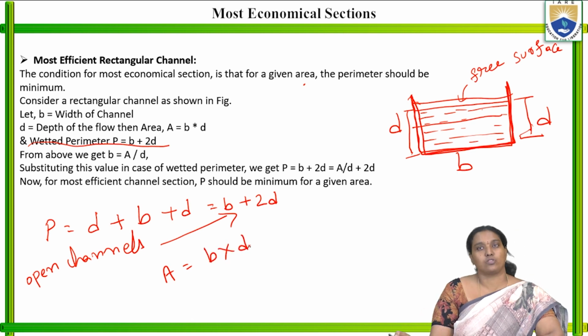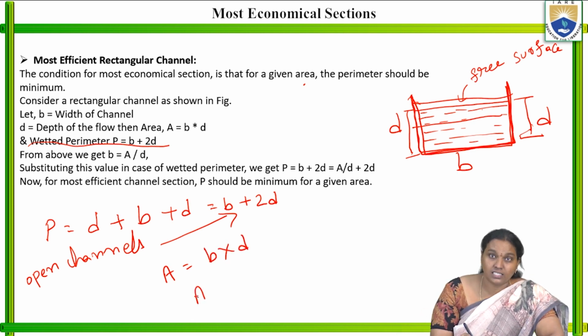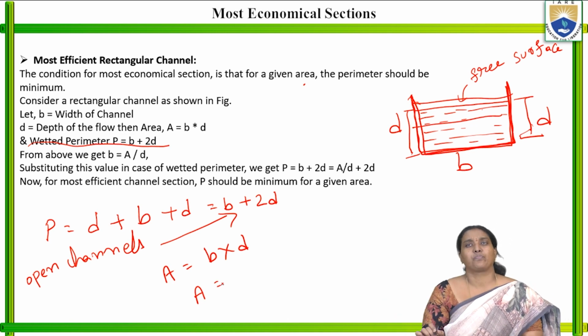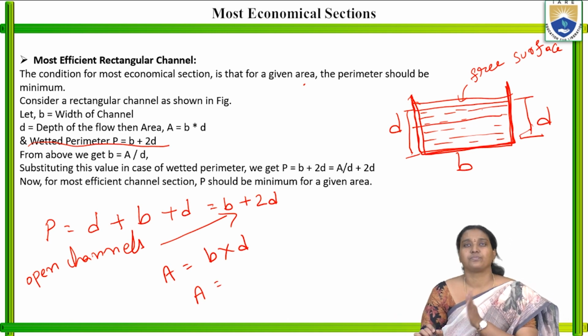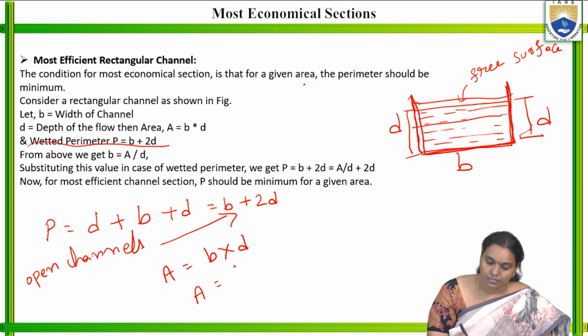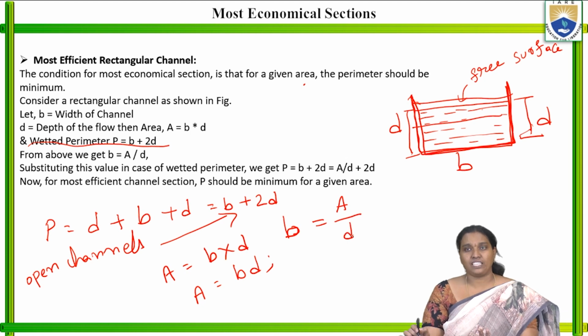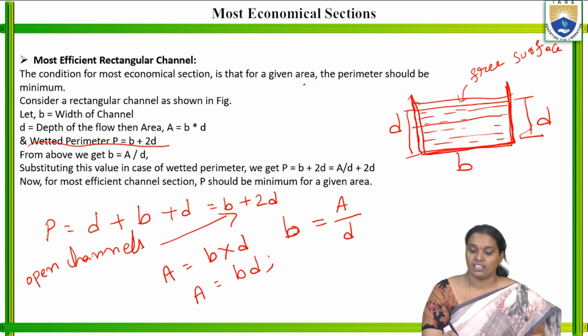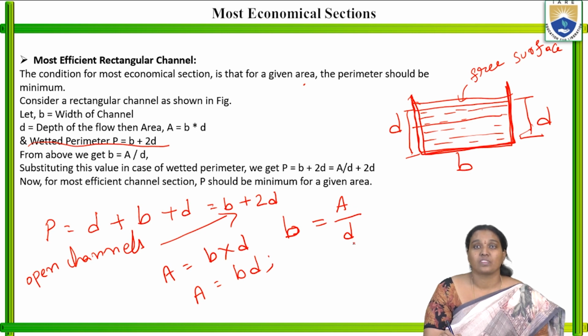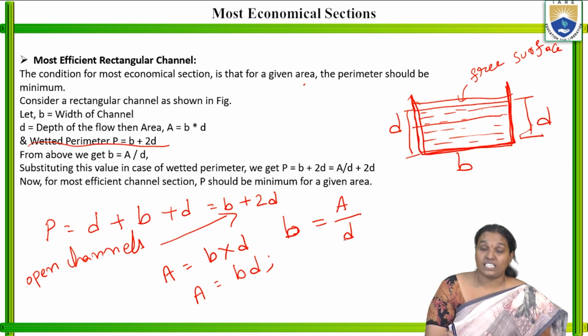breadth into depth. There is no change in it. So now, A is equal to B into D, everything in terms of one parameter. In terms of depth, the width is equal to area by depth. Width is equal to area by depth. In terms of depth, we are expressing the width of the channel.